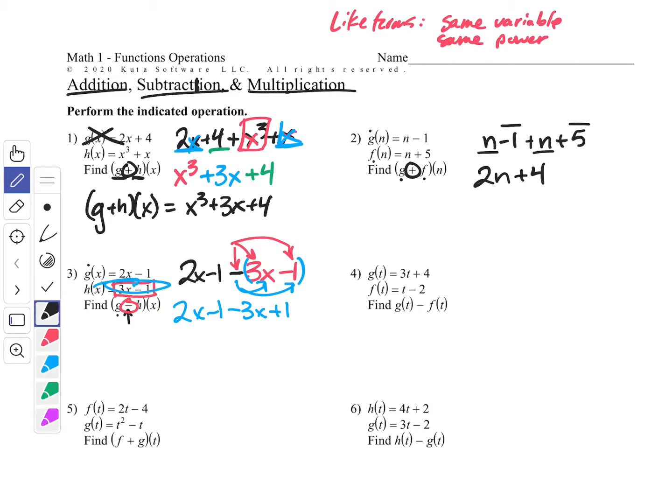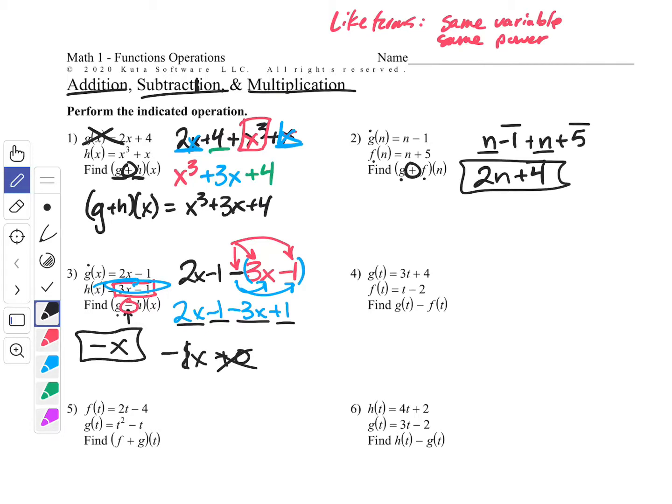And then we combine like terms. 2x minus 3x is negative 1x. Negative 1 plus 1 is 0. I can just get rid of that plus 0, and I can even get rid of that 1, and just negative x is my answer. Okay, so my new function is negative x.